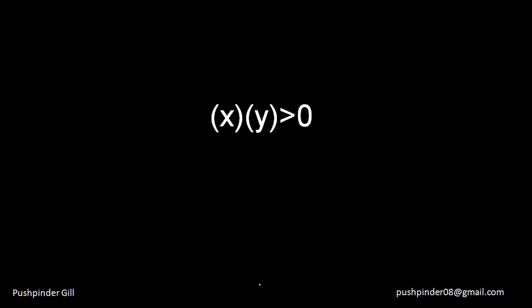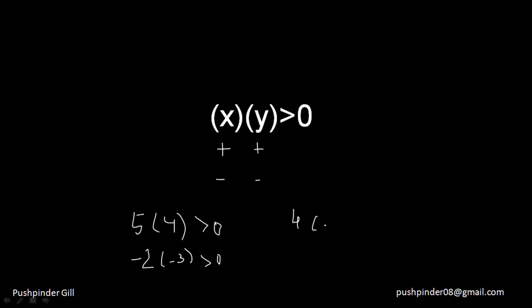So if the question is saying x into y is greater than 0, what all possibilities does it come down to? If I say x into y is greater than 0, then either both are positive or both are negative. One can't be positive, another can't be negative. Both have to be of the same signs. Take an example. 5 into 4 is greater than 0, isn't it? Minus 2 into minus 3 is greater than 0. But if you keep one positive and other negative, that is not greater than 0.